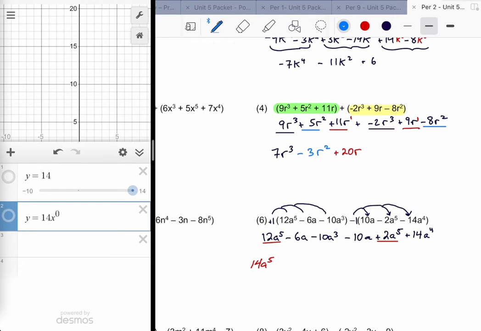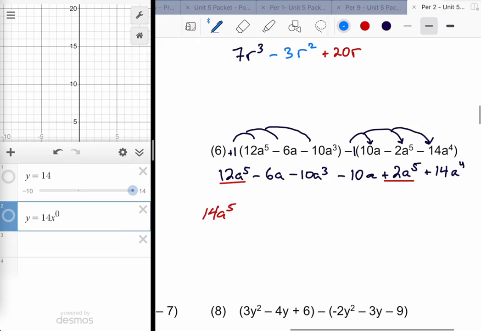So yeah, we don't write the plus in front of the 14a to the fifth. We don't write the plus in front of the 7r to the third, but they're implied, and we should always keep that in mind. But as you probably correctly identified, the next term should be 14a to the fourth.